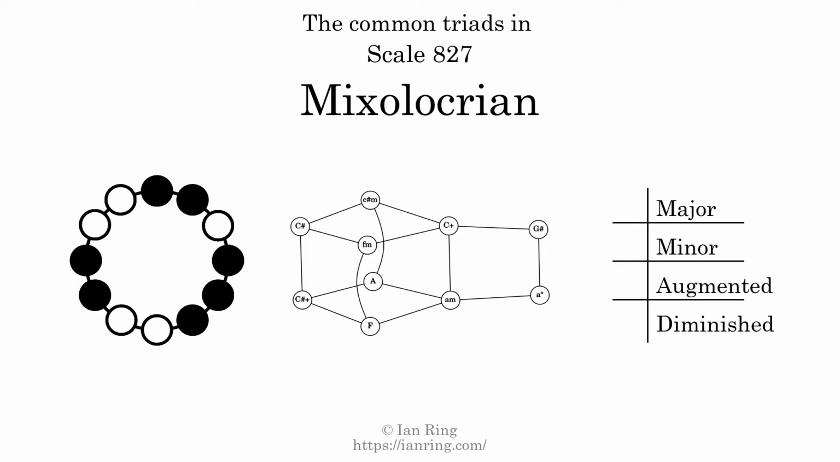Here are the common triads present in this scale. The diagram in the center is a graph of parsimonious voice leading between triads. There are 4 major triads. There are 3 minor triads. There are 2 augmented triads. There is 1 diminished triad. Here is a Hamiltonian path of parsimonious voice leading that uses all the triads.